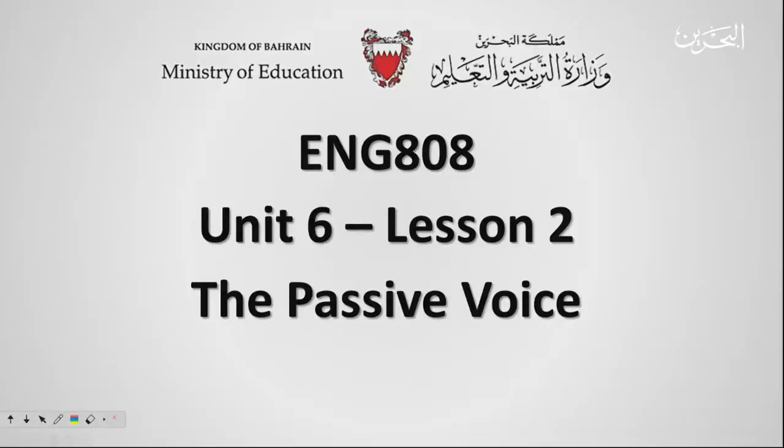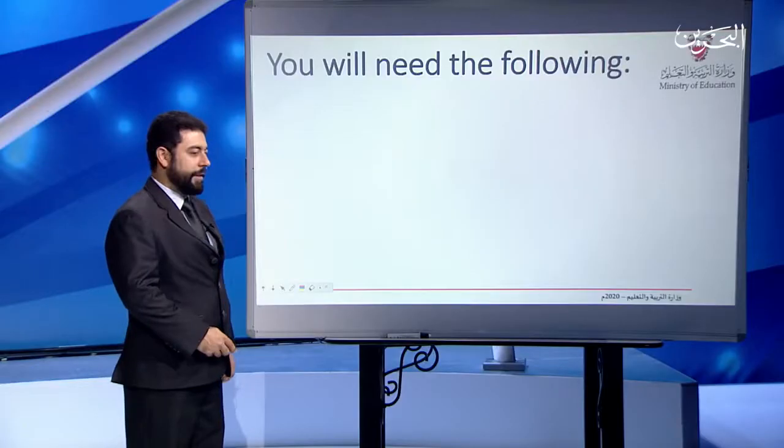This lesson is for English 808 for technical and vocational schools. It is Unit 6, Lesson 2, the passive voice. In order for us to do the lesson well, you need the following.